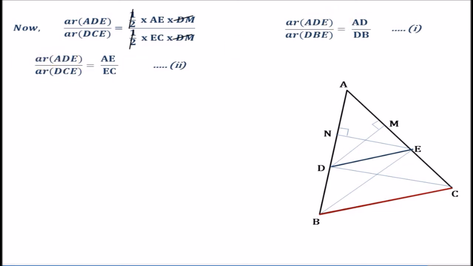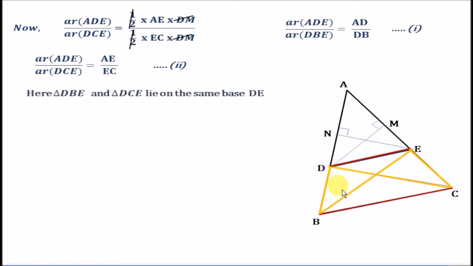Now in the denominator we have two different triangles, area of DBE and area of DCE. So if we can prove that the areas of these two triangles are equal, then the left hand side is going to be equal, which automatically means that the right hand side of the two equations will also be equal. So our focus now has to shift to triangle DBE and triangle DCE.